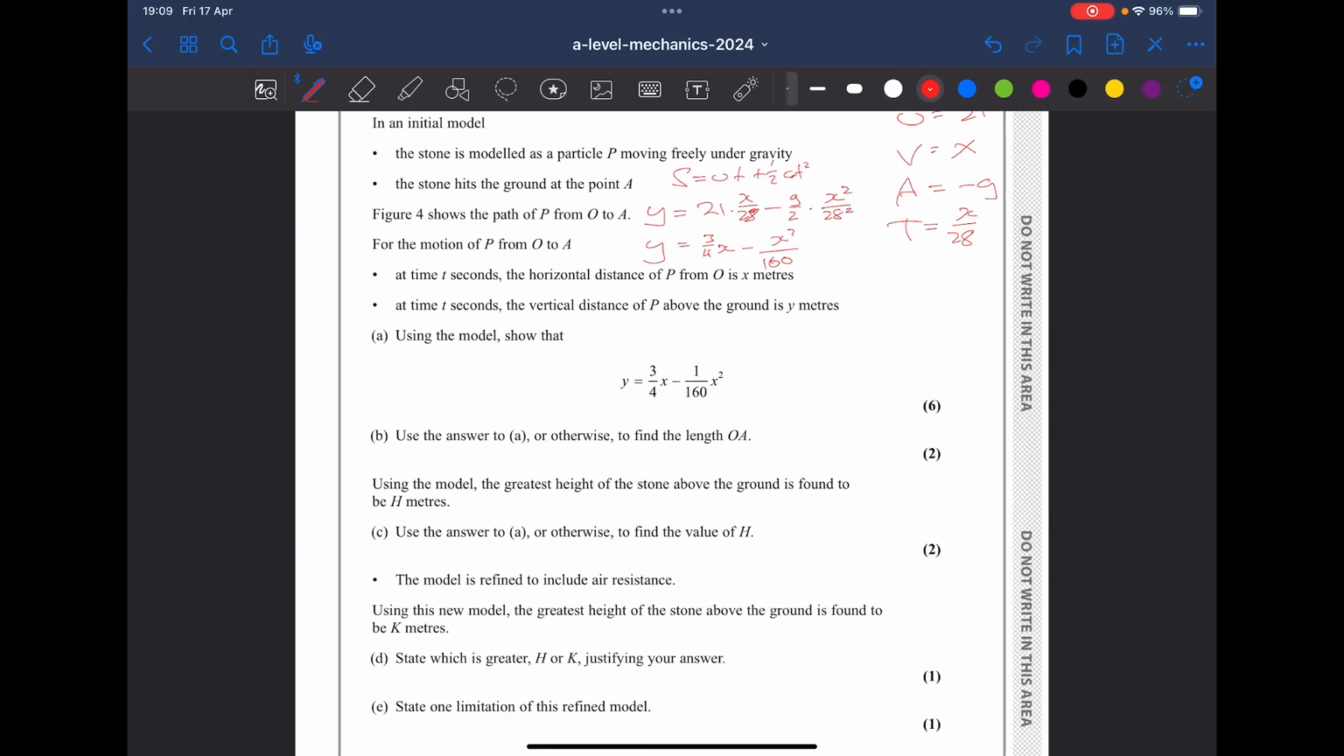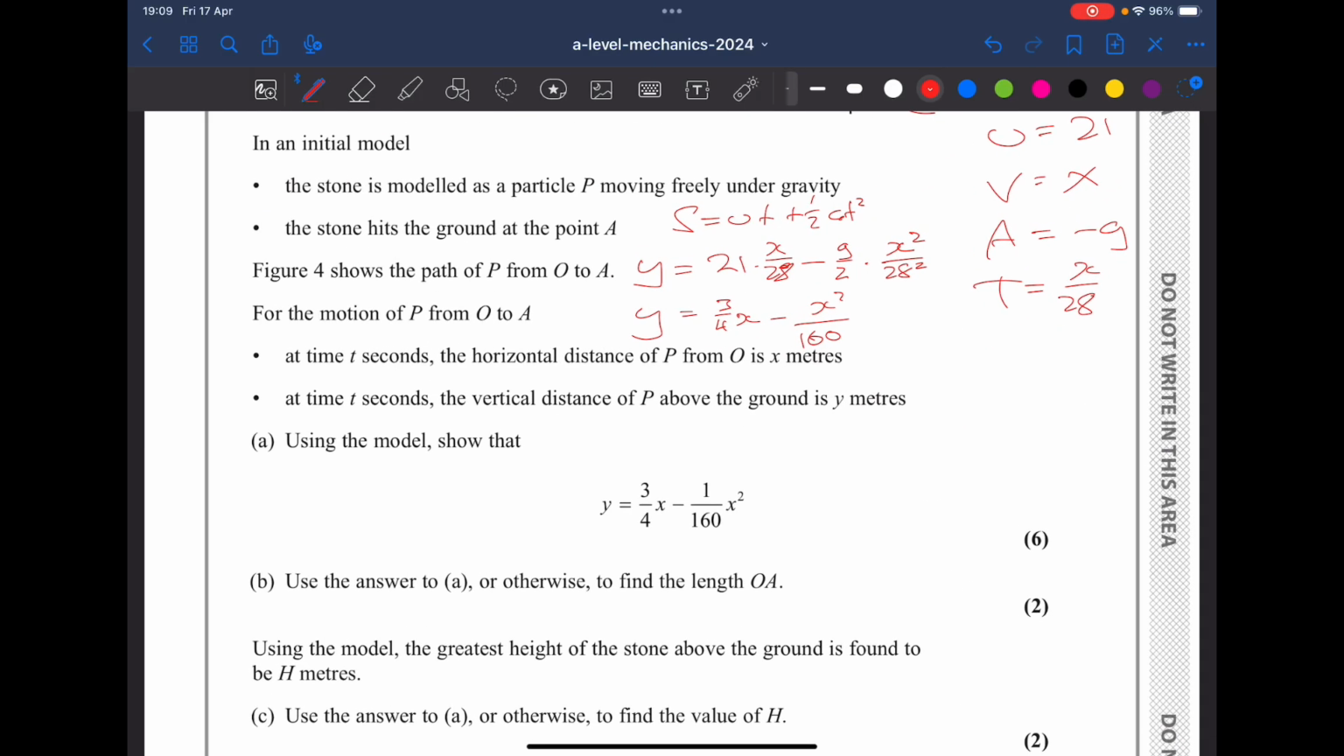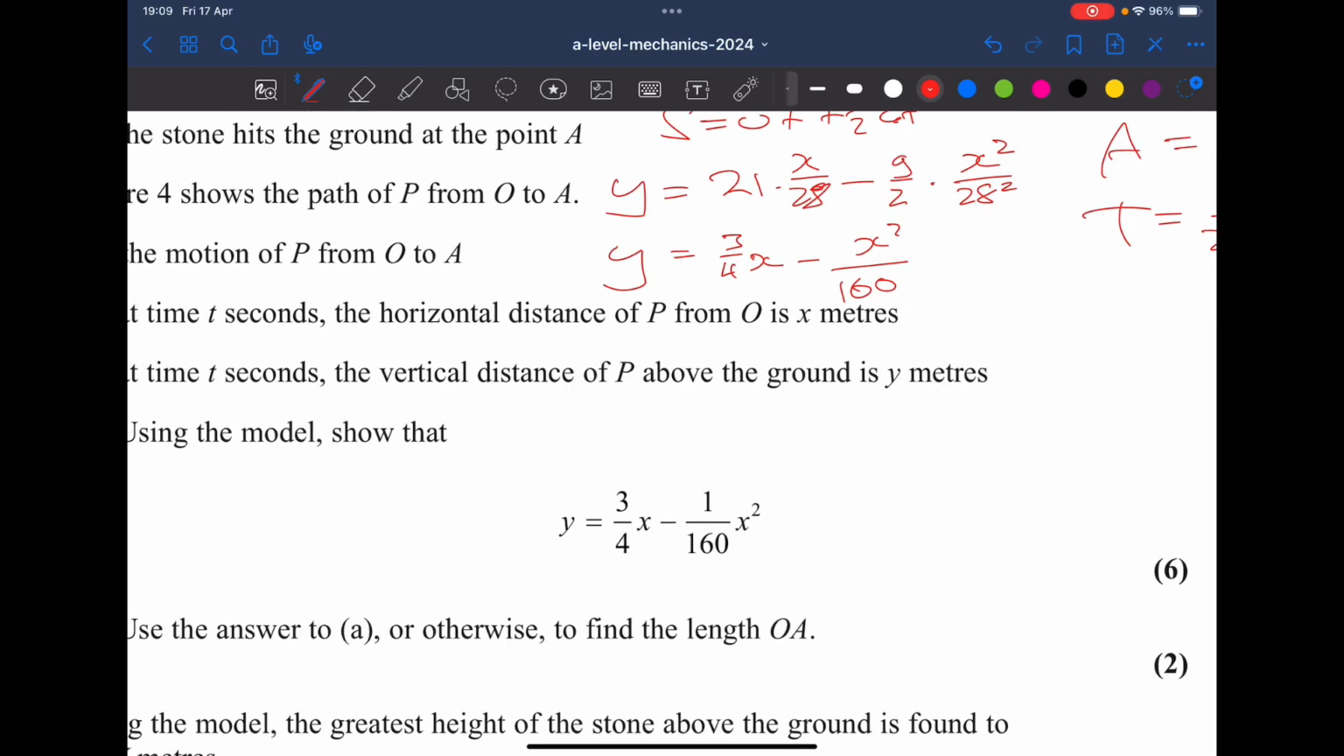Part B then, what's going to go on? Oh, find the length. Okay, so now we do want to set this equal to 0 and start solving it. So to do that, first thing I'm going to times by 160. I don't really want fractions. So I'll have set equal to 0 then times by 160. So 0 is going to equal 3/4 of 160 is 120, lots of x minus x squared. So you can see that's much easier to deal with.